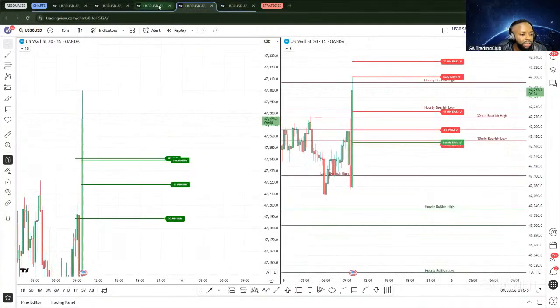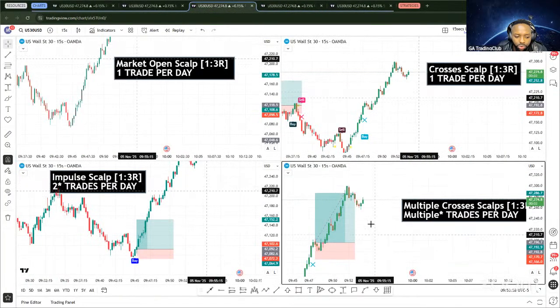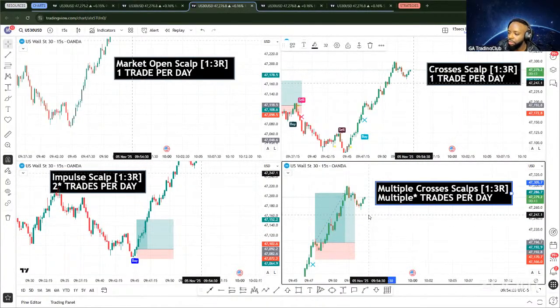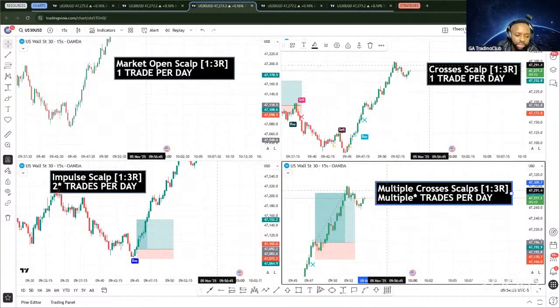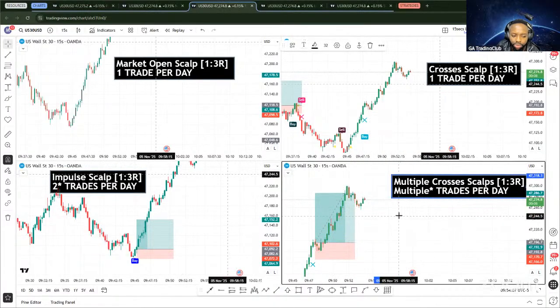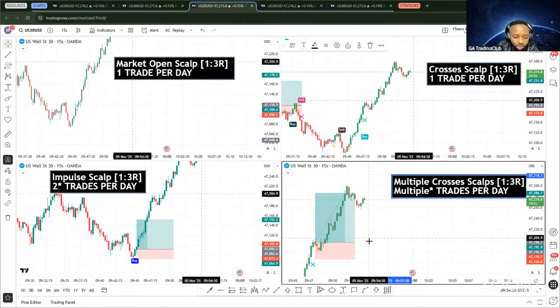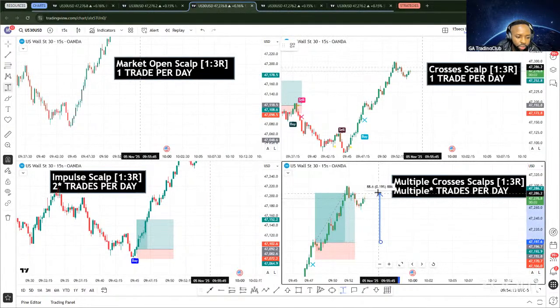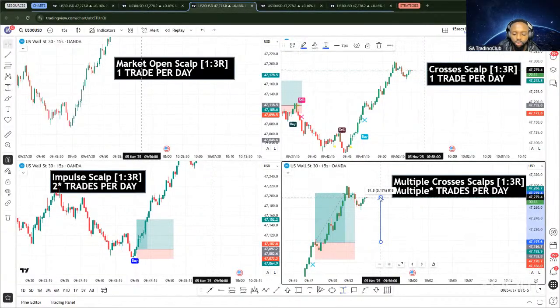And guess what? Let's look at this one, right? This one is still going. The second multiple crosses entry of the day is still pushing, right? We still don't have an exit signal. So this is still going, and the height of it was about 100 points, but we are still going.